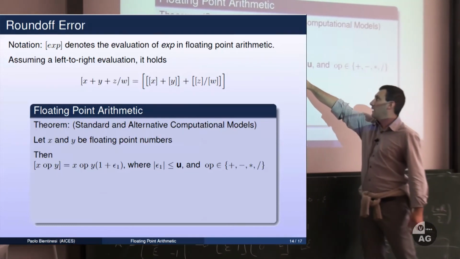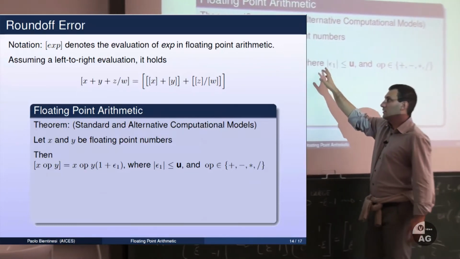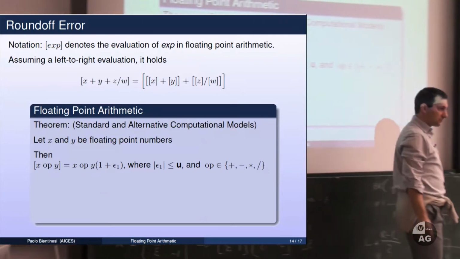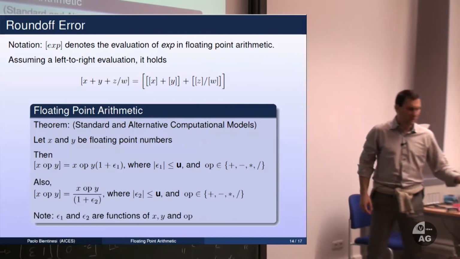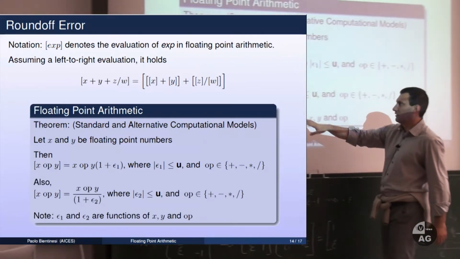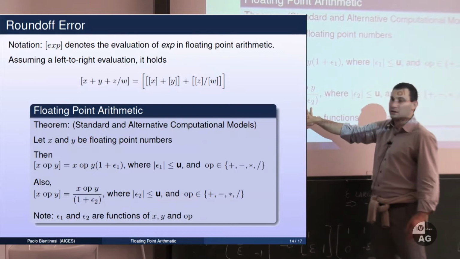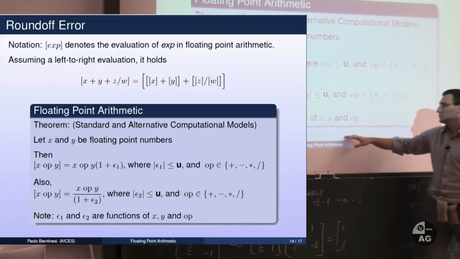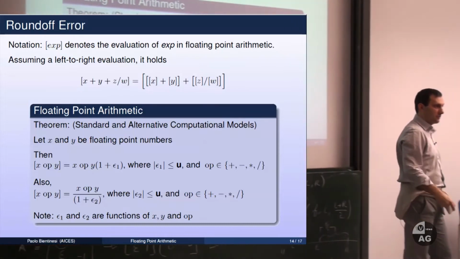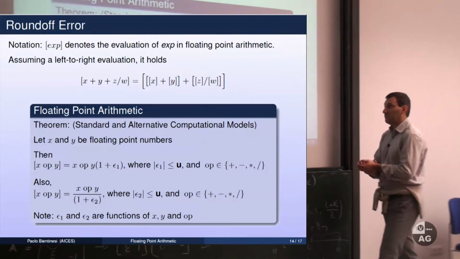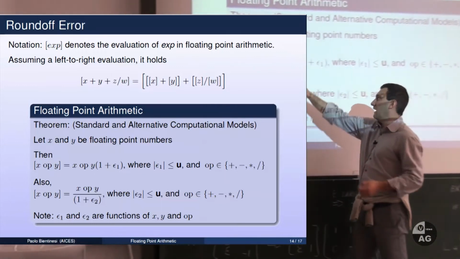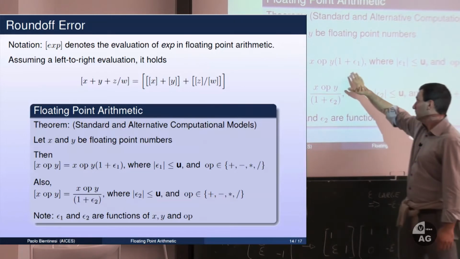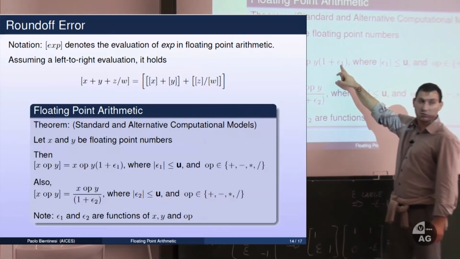And this quantity epsilon depends on x, depends on y, and depends on the operation. Like before, there is also another theorem that says that instead of multiplying, you can divide, but just disregard that. And you see epsilons are functions of the input data and of the operation. Notice that if you take two numbers, x1 plus y1, you will have a certain error.